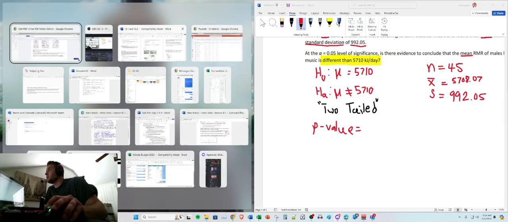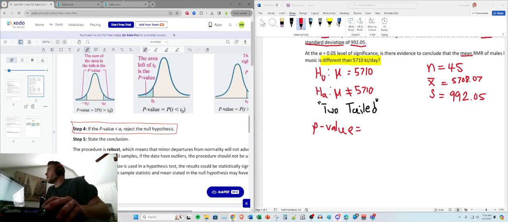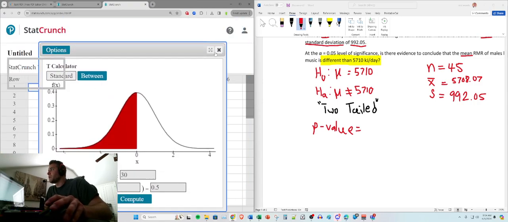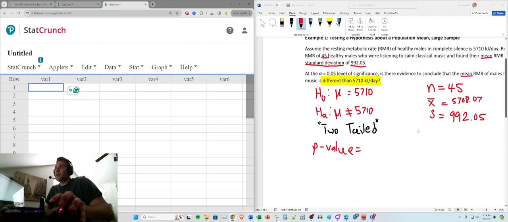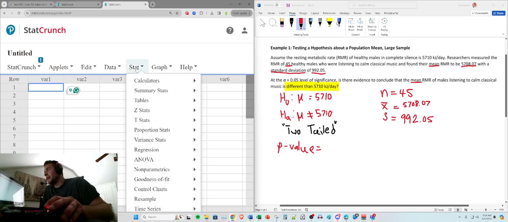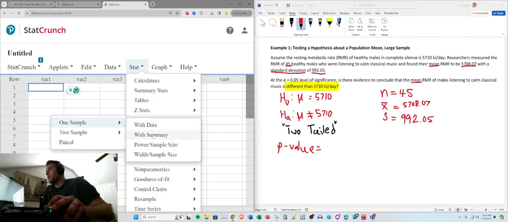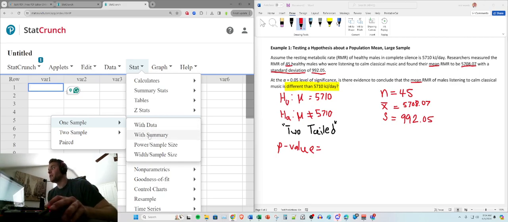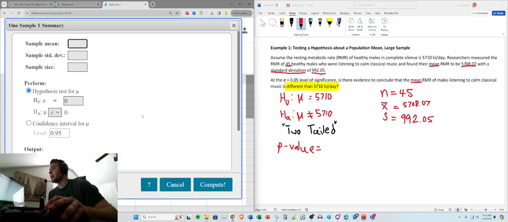I'm going to split my screen up here. We'll go to StatCrunch. We won't be using this T calculator specifically, but in order to get our answer for this question on our notes page, we're going to go to Stat, T-stats, one sample, and we have the summary. The next example we're going to do will be with data, because you can see it's listed the data, but right now we just have the summary. So we're going to go ahead and click that.